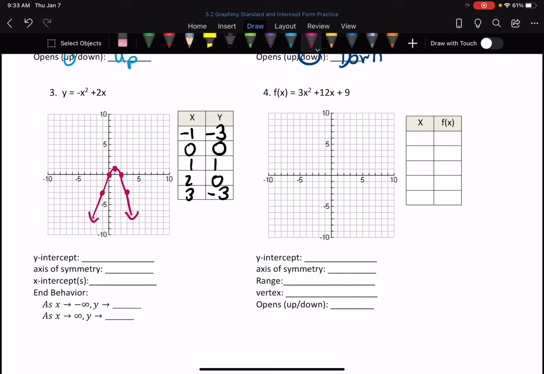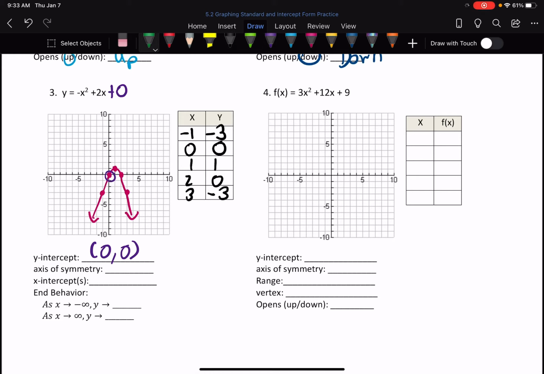So let's look here. First thing it's asking us for is our y-intercept. If we look at that function, it tells us y equals -x² plus 2x, and it's understood to have a +0. So our y-intercept should be where x is 0, y is 0, and that's true from the table as well, and we can see it there on our graph.